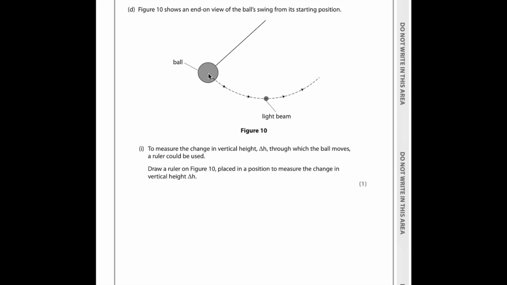So the ball's starting there and it's going down to there. So we'll need to measure the height like that. So we'd better put our ruler over there like that. Make sure you place the ruler so that it definitely covers that distance there, that vertical height.